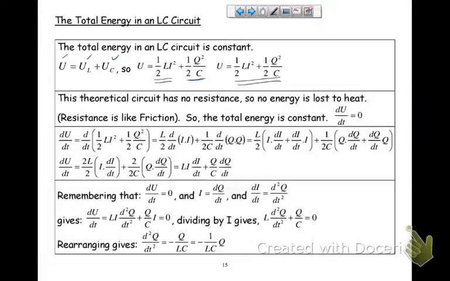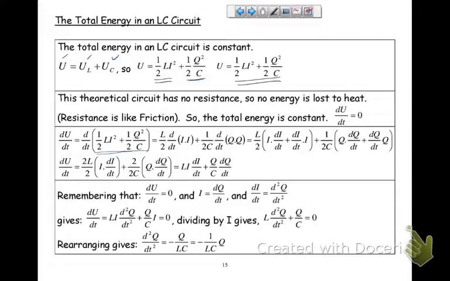So dU by dt equals d by dt of what we just figured out. The L is constant and the 2 is constant, so this is L over 2 times d by dt of I times I, rather than I squared. That's just a rearrangement. Then let's take the 1 over 2C, because C is constant, and do d by dt of q times q.